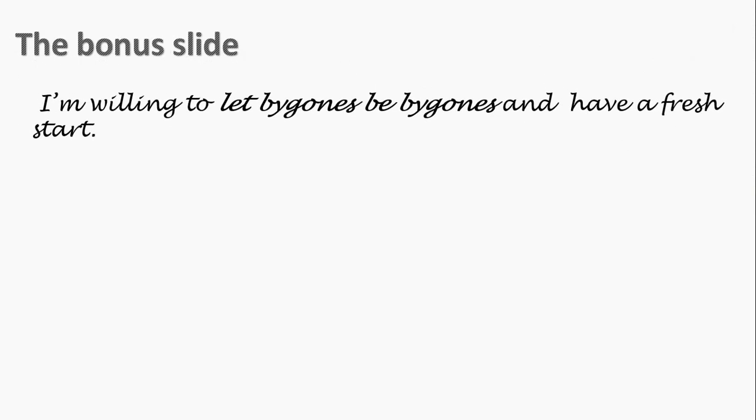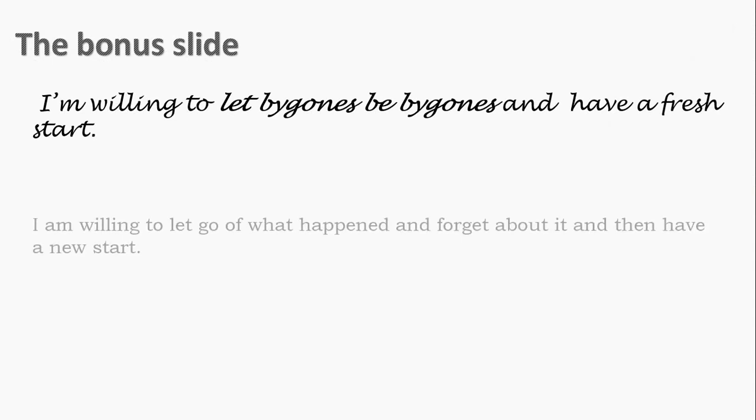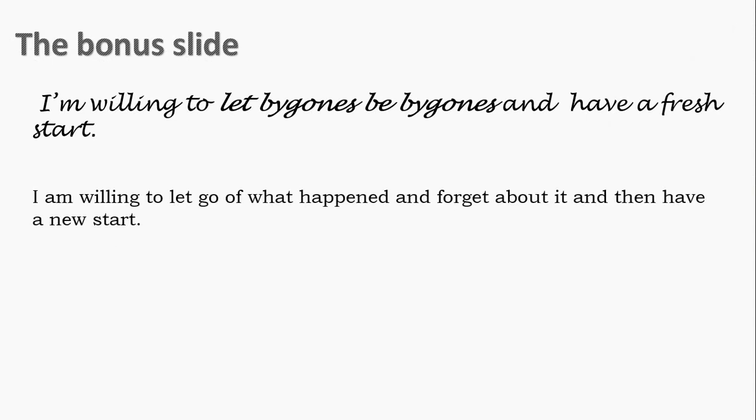I am willing to let bygones be bygones and have a fresh start. Here bygones be bygones is a phrase commonly used these days, and this makes sentence look more interesting. You know, I have told you I got zero in the grammar. What I did, I just let it go, passed away, I forget it and moved on, and now I am speaking English before you. So what it means? It means the sentence here written means I am willing to let go of what happened and forget about it.